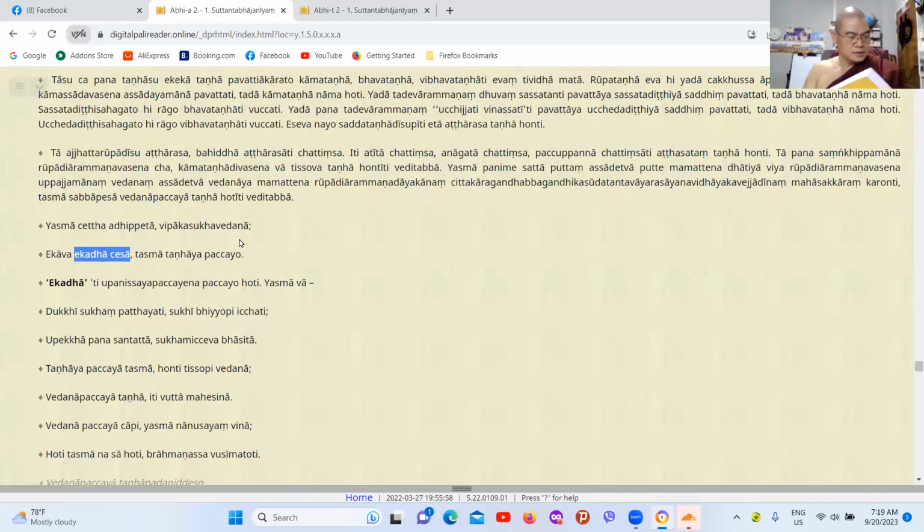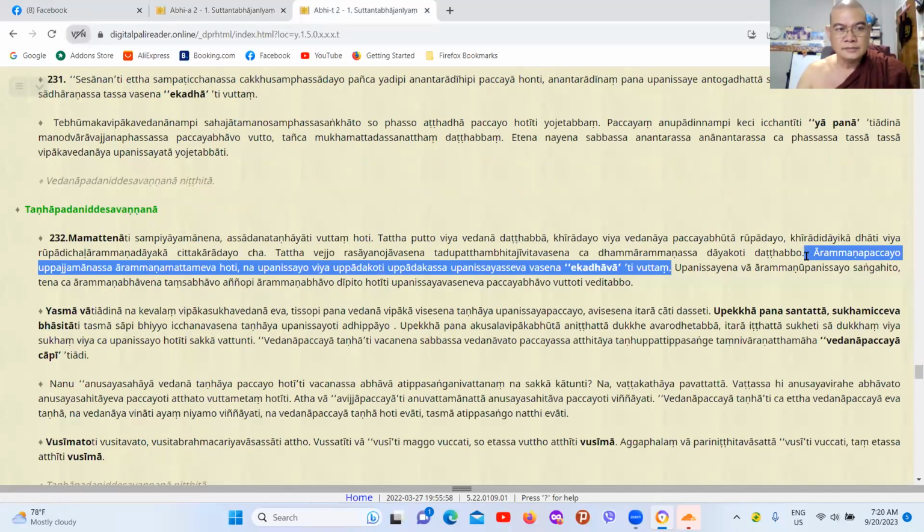Let me check. Tika. Oh, yes, we had something there in the tika. Okay, let's see the tika here. Mula tika. Aramana pacho upacha manasa aramana matta mewa hodi. Na upanisya uya, upadakasa. Upanisya wasena ekada, related to the ekada here.